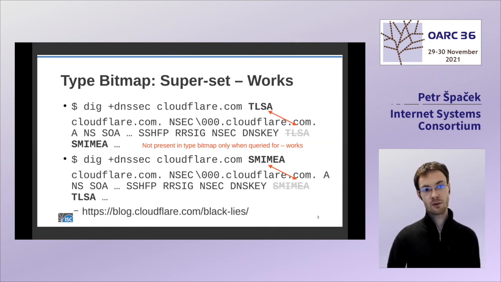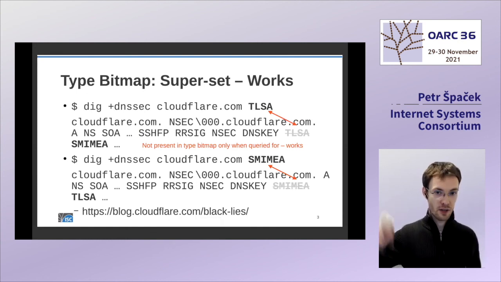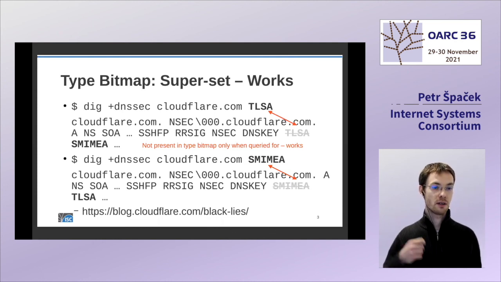An alternative way to do that is to use the so-called blacklist, for example, used by Cloudflare. In principle, the authoritative servers return an NSEC record with a huge list of types, practically all the types the server supports, and it just flips down the bit for the type asked by the client. So here on the first line, the client is asking for TLSA, and the type bitmap has all the types except for TLSA.